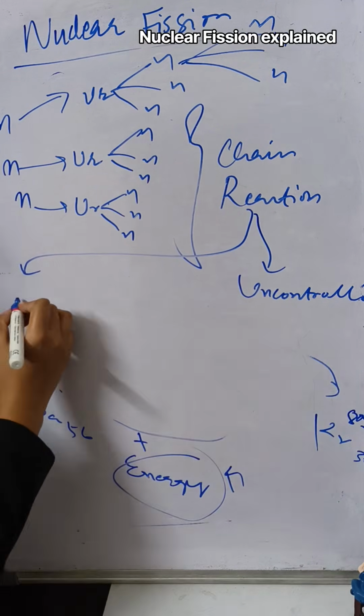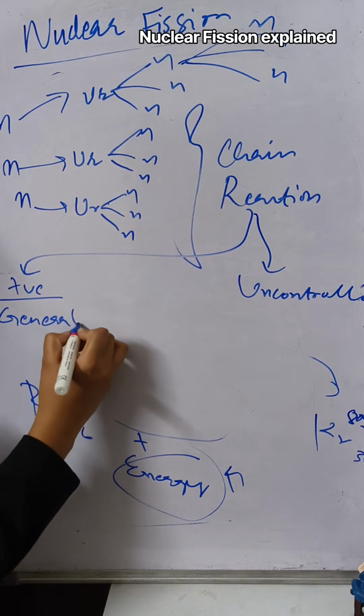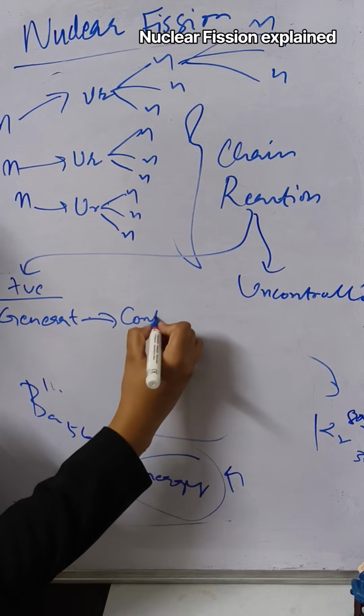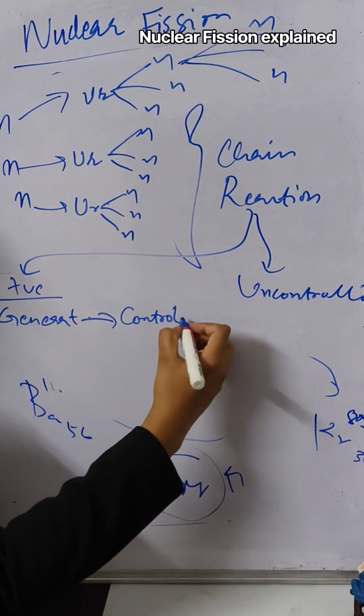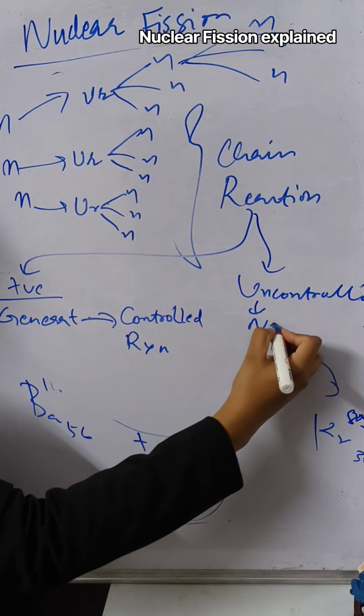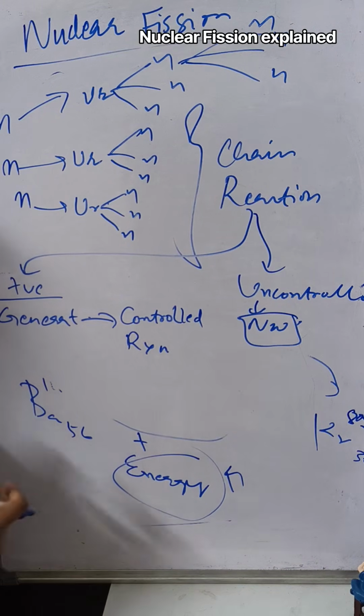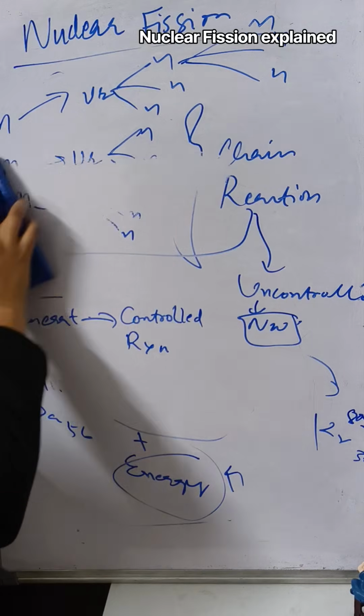In order to use it positively, like generating electricity, I have to control this reaction. Otherwise, a blast can happen in the nuclear reactor. That is a controlled reaction. But when I have to create a nuclear weapon, there is no need to control the reaction. It must be uncontrolled to create a lot of disaster.